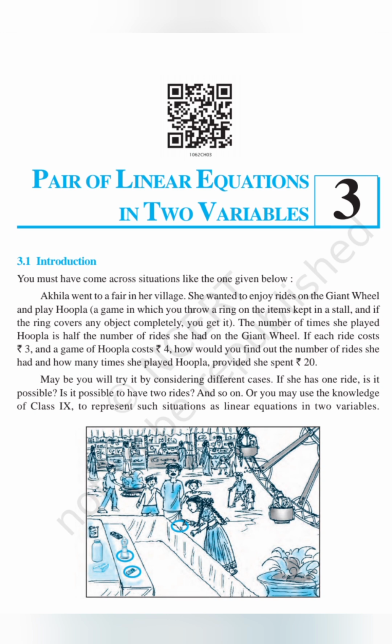The number of times she played hoopla is half the number of rides she had on the giant wheel. And each ride on the giant wheel costs rupees 3 and a hoopla game costs rupees 4. How will you find the number of rides she had and the number of times she played hoopla? The total amount she spent is given as 20. Only these conditions are given here. We'll see how to calculate the number of rides on the giant wheel and the number of games of hoopla.